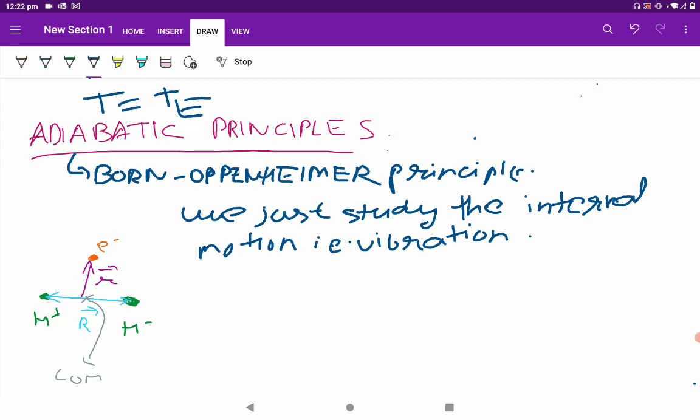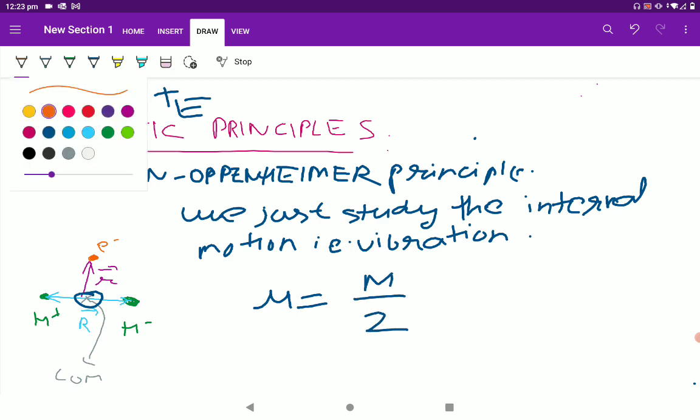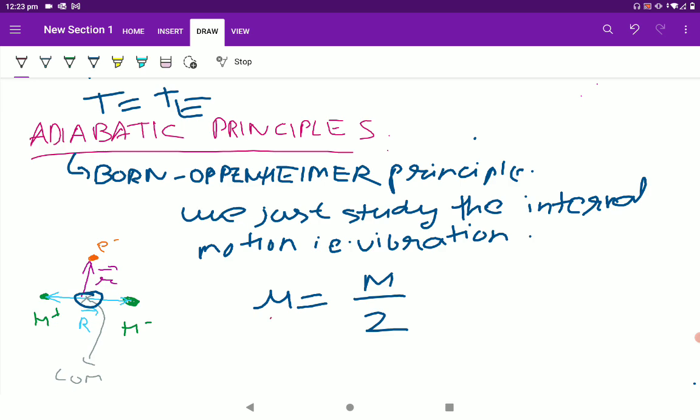So the center of mass is in the middle, as you can see in the diagram here, as the two atoms are equal. Since we are studying only the internal motion, instead of using the mass of the ion, we use the reduced mass concept, which is equal to m by 2. So this is the reduced mass, and this is the mass of the ion.